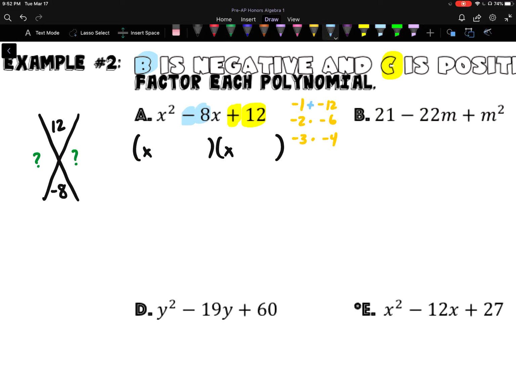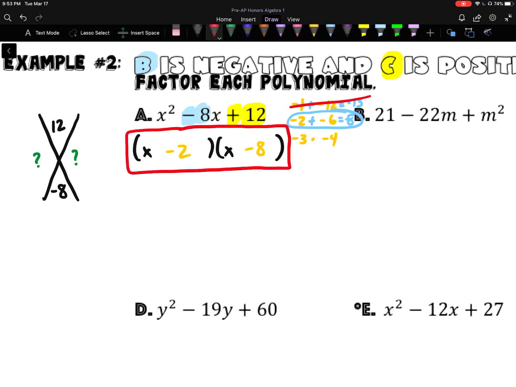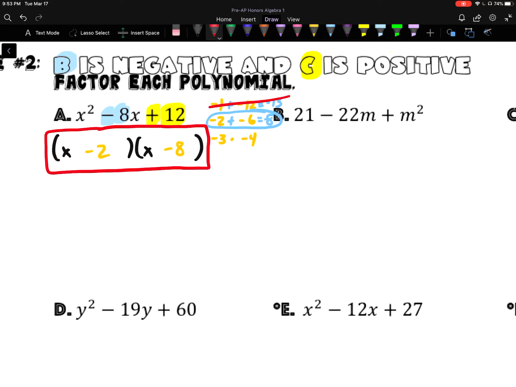So when I add negative 1 plus negative 12, I get to negative 13. Not what we're looking for. Negative 2 plus negative 6 gets me to negative 8. This is our combination. So I have x minus 2 times x minus 8. Again, you can switch around the order. x minus 8 times x minus 2.